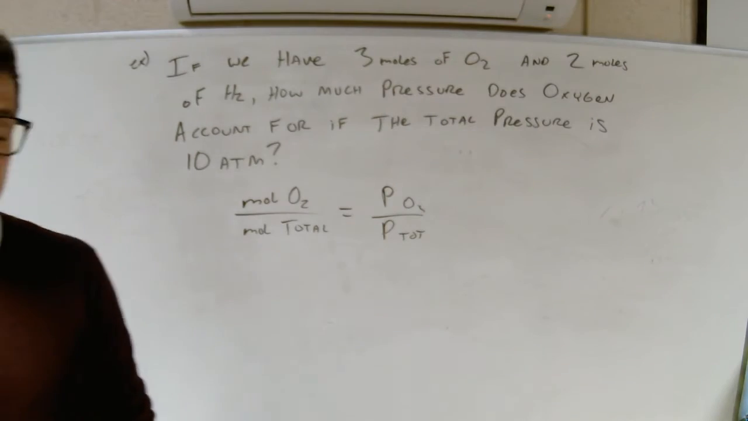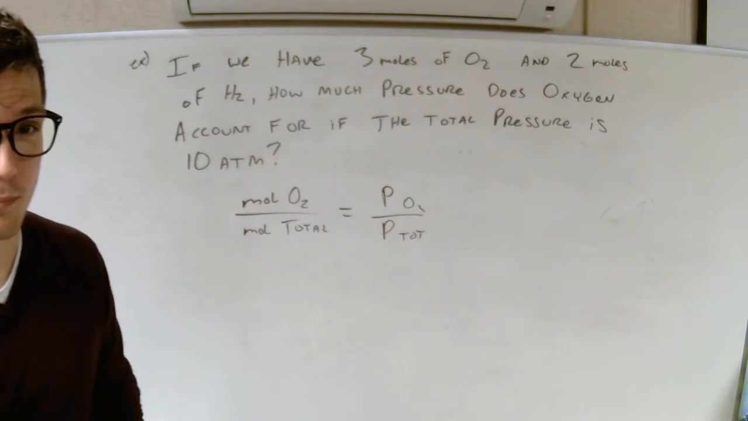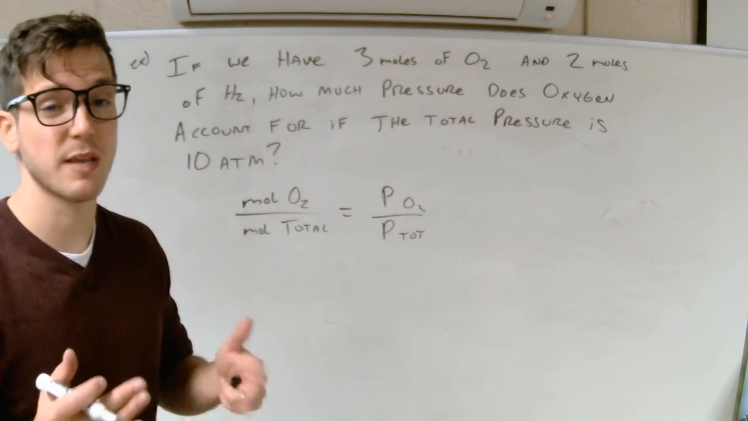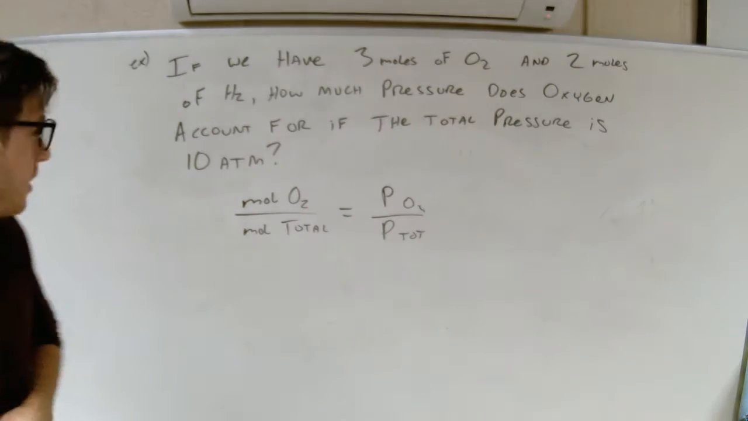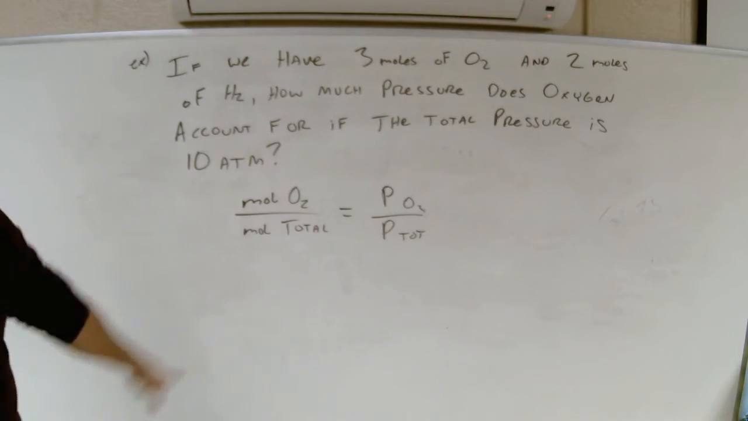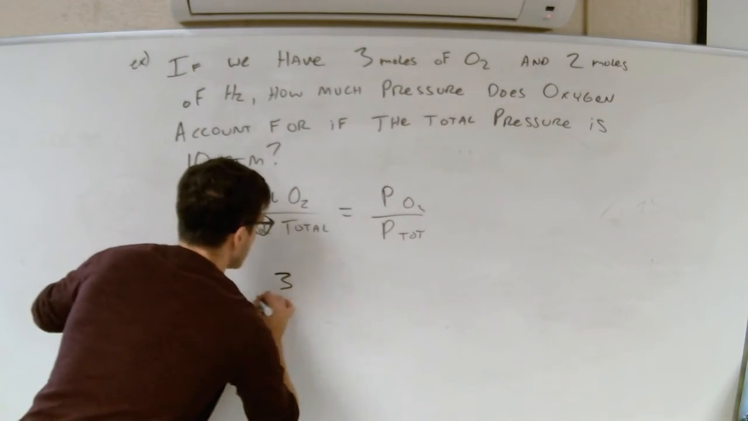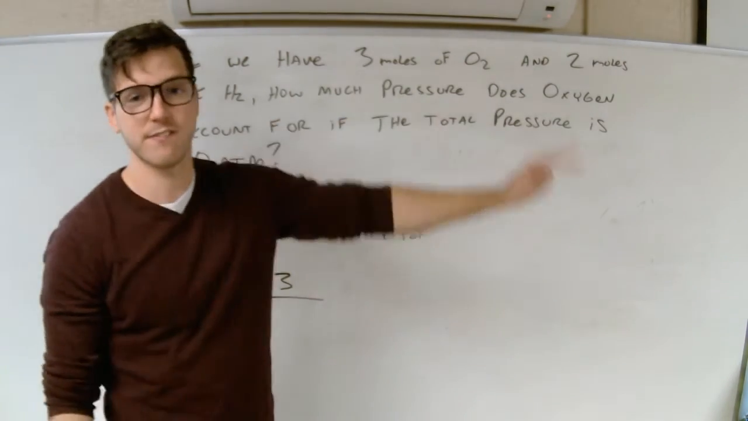Okay? Again, this is all just a ratio. Oxygen should make up the same ratio of moles as it does of the pressure. Okay? So let's plug in what I know. I know that oxygen makes up 3 moles of the total 5 moles, right?